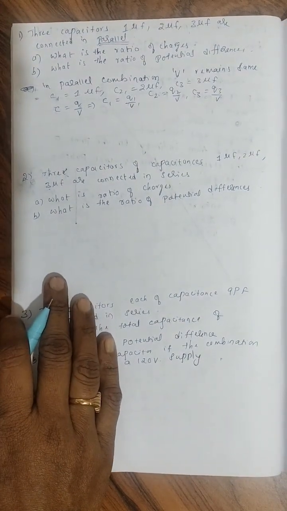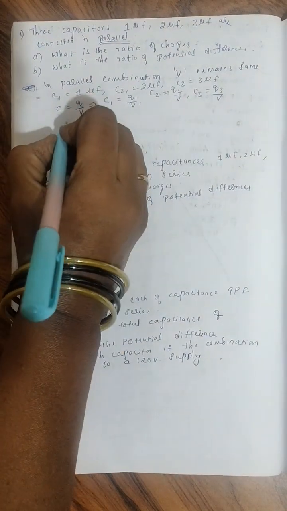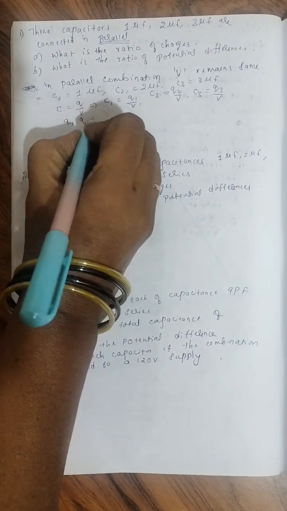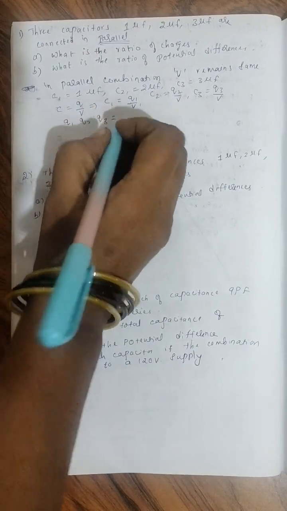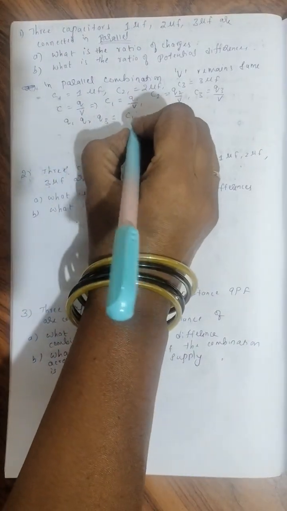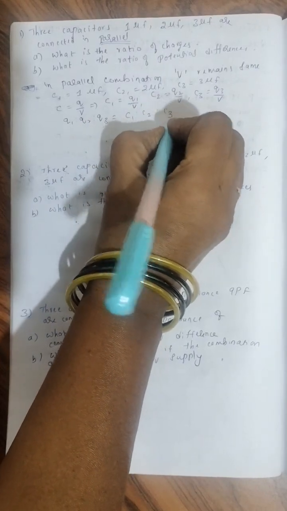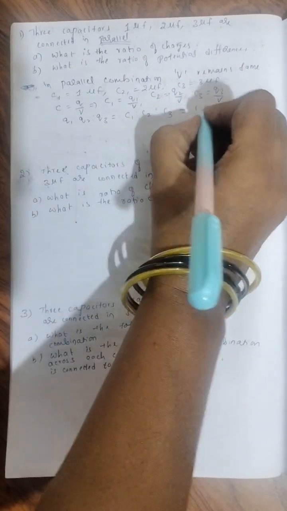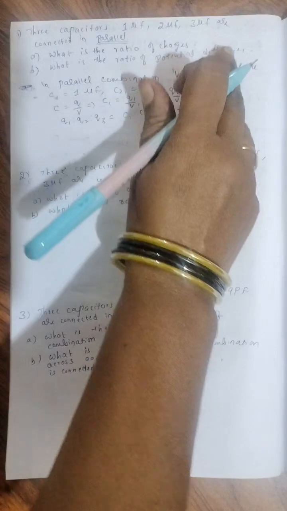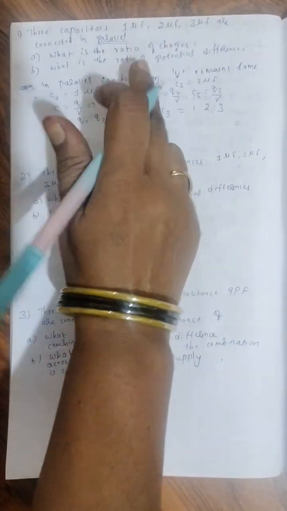So now how will we write the ratio of charges? Q1 is to Q2 is to Q3. We can write it as C1 is to C2 is to C3. So that is nothing but 1 is to 2 is to 3. Right? Which he gave in the problem.